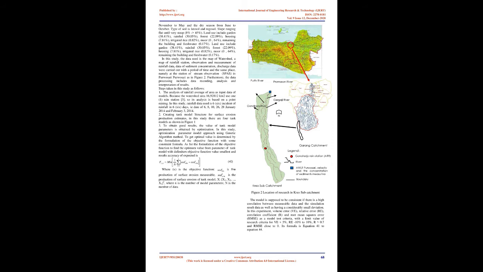8%-45%. Land use includes garden, 38.41%, rain-fed, 30.05%, forest, 22.09%, housing, 7.81%, irrigated rice, 0.82%, moor, 0.64%, and the remaining building and freshwater, 0.17%.